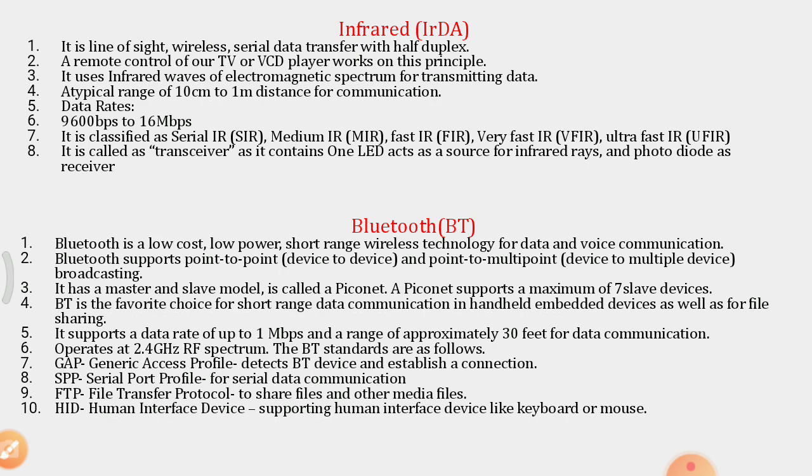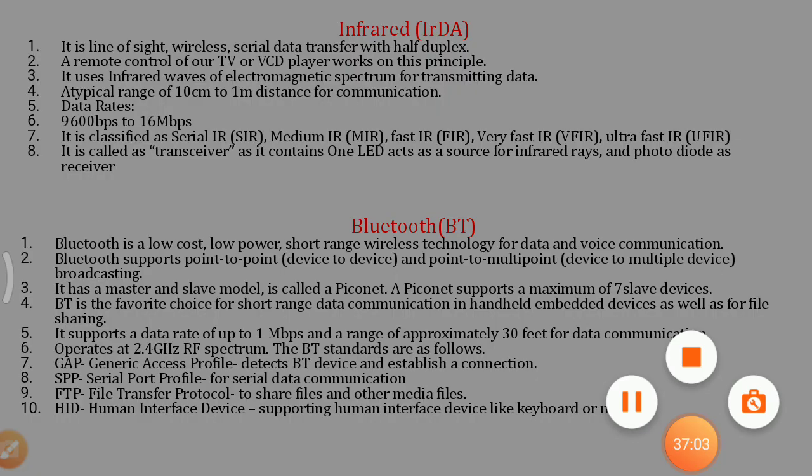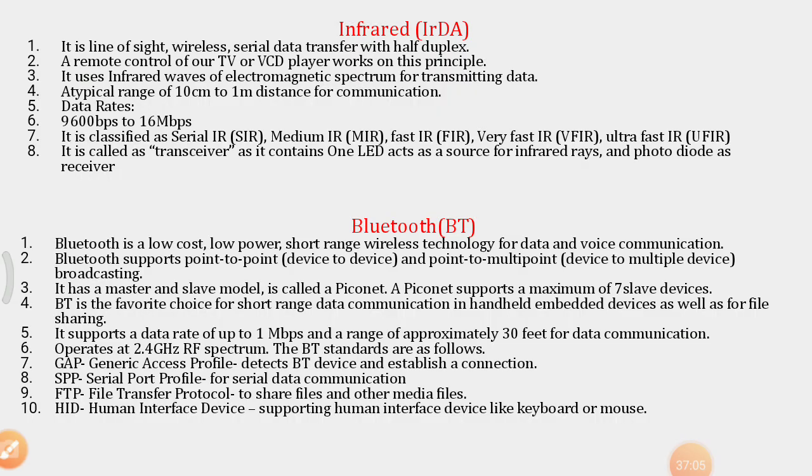Next we will move on to the infrared interface. Here it is line of sight, wireless serial data communication with half duplex. That is, whenever two devices want to communicate with each other, they should be in the line of sight. They should be visible to each other. And it is half duplex, only one-way communication. A remote control of our TV or a VCD player works on this principle.